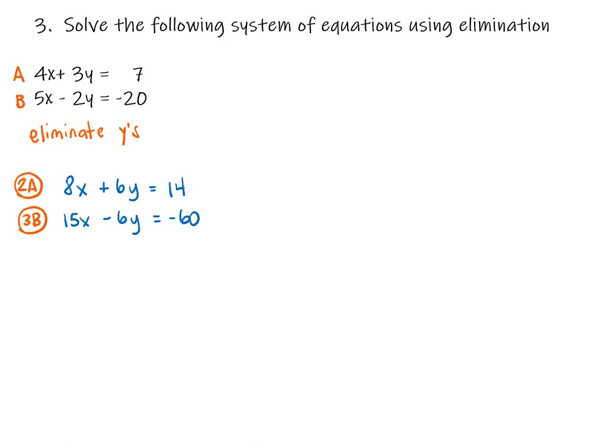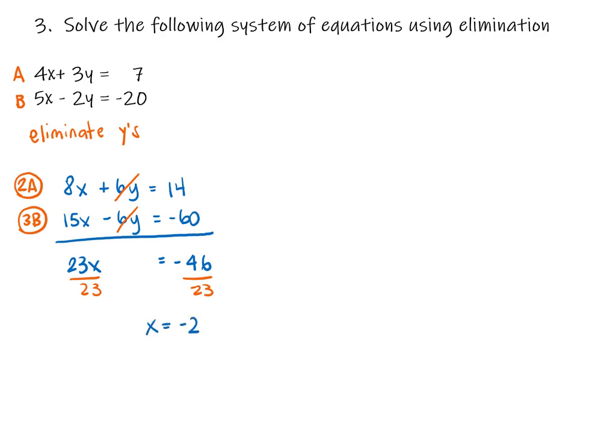And then you're going to add these equations together. I'm going to get 23x is equal to -46. Notice that the y's will cancel out when you add them together. Dividing both sides by 23, I get x is equal to -2.